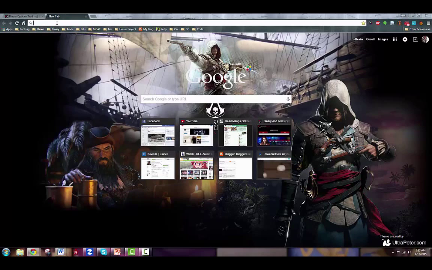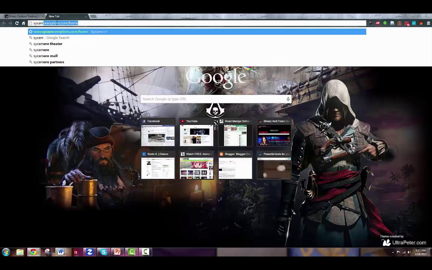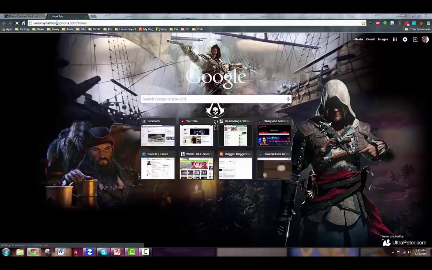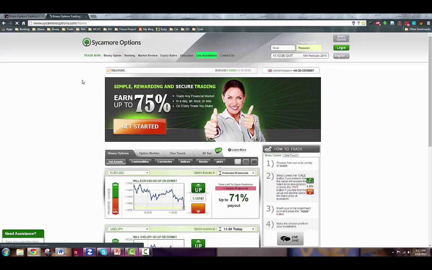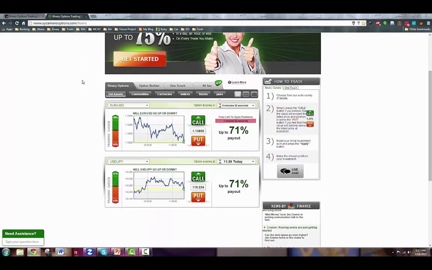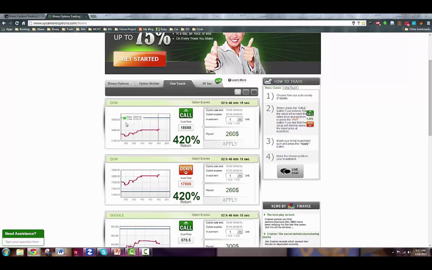Let's go over to Sycamore Options. There are many different types of binary option brokers you can choose from, but I just decided to pick Sycamore Options because I've used it before. Now, Sycamore Options has a lot more tools that you can trade with. For one, they have a one-touch or no-touch option.